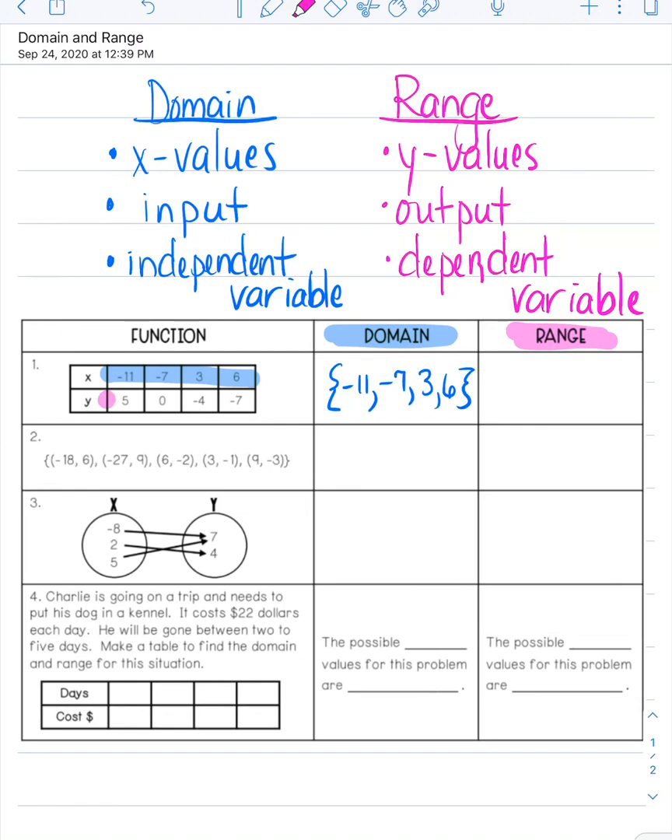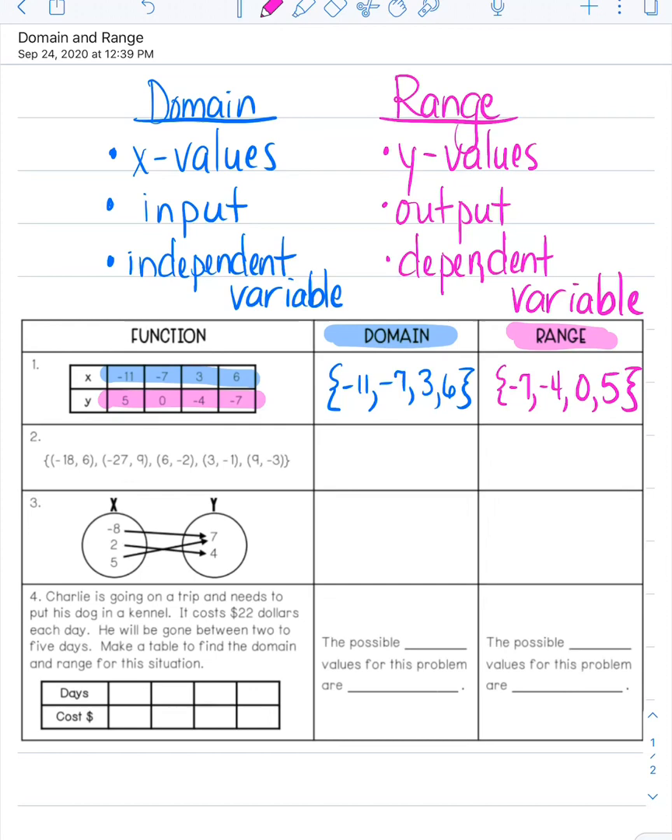So now let's find the range or the y values. So again, we want to list that as a set. So draw your brace, ordered from least to greatest. Now this one's not organized from least to greatest. So my least number is -7, then -4, then 0, and then 5. So those are my range values of this function.